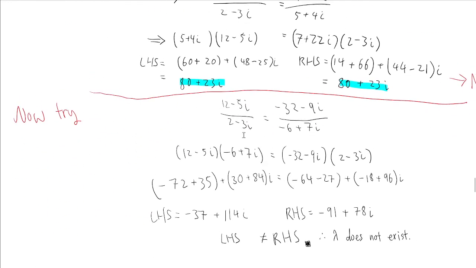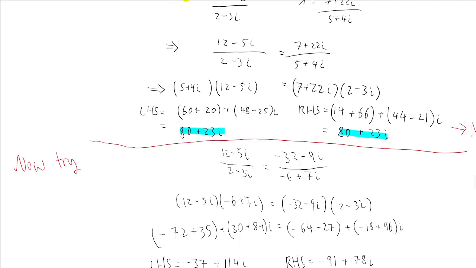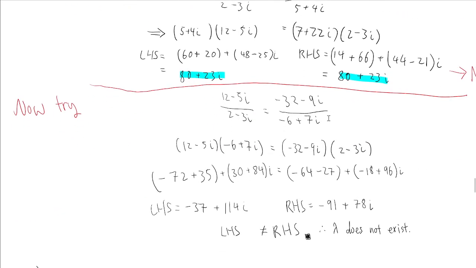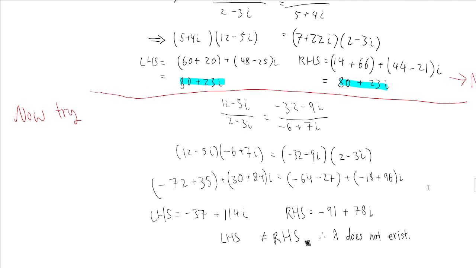So now we're going to try index 1 and 3. I skipped this first step here, and once you repeat the steps, you do get that they're not equal, therefore lambda cannot exist.